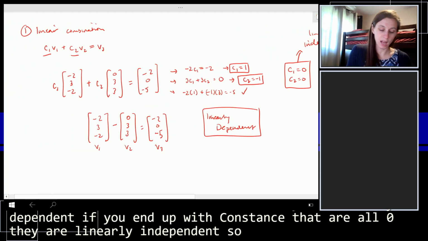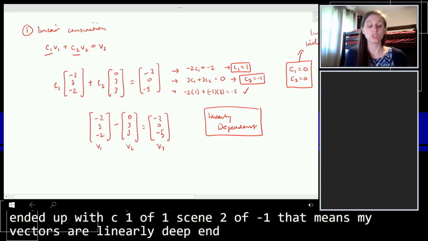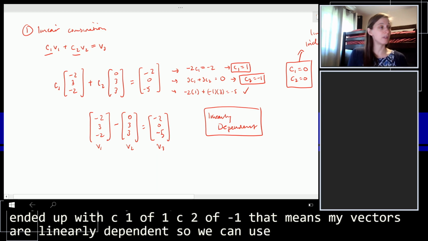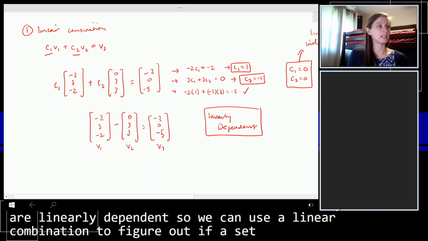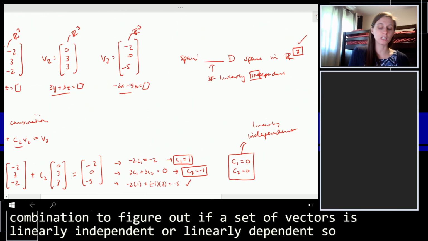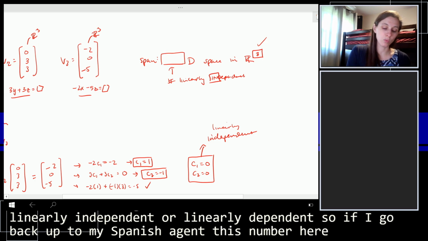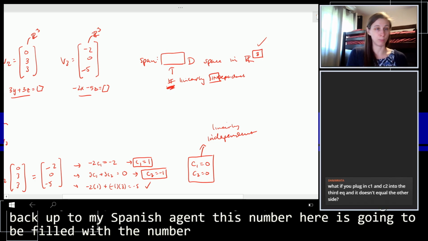So for this instance, I ended up with C1 of 1, C2 of -1. That means my vectors are linearly dependent. So we can use a linear combination to figure out if a set of vectors is linearly independent or linearly dependent. If I go back up to my span equation, this number here is going to be filled with the number of linearly independent vectors.